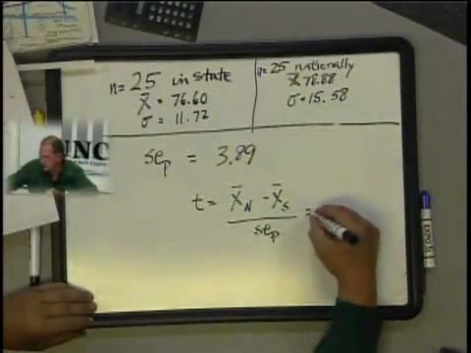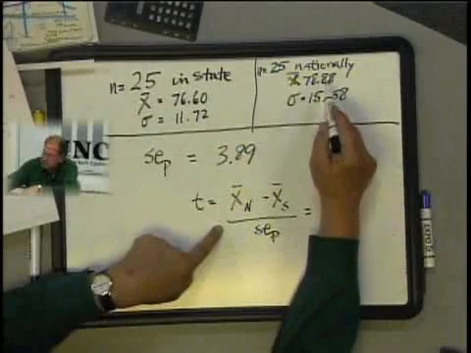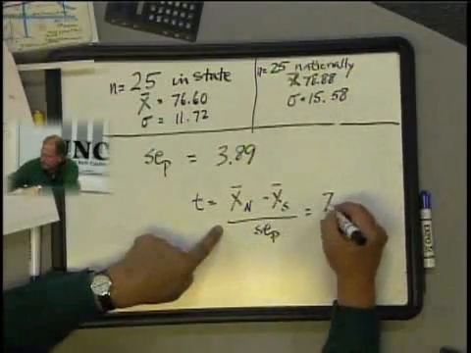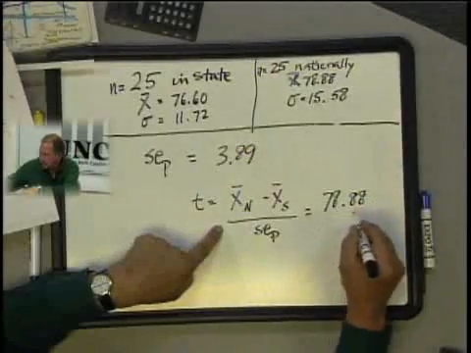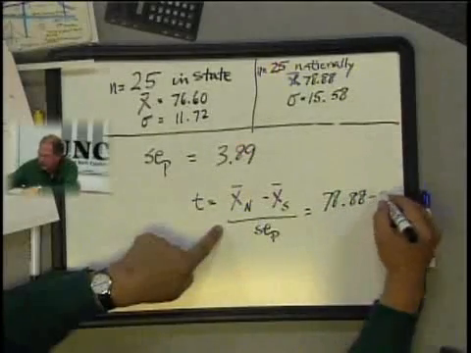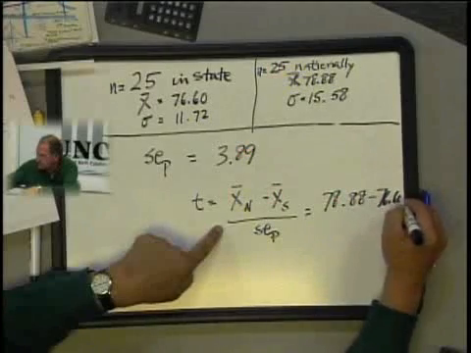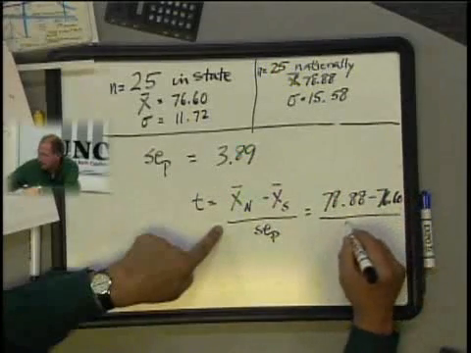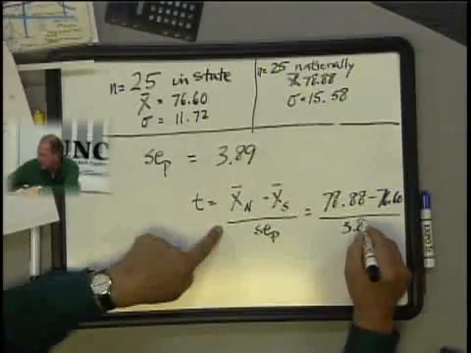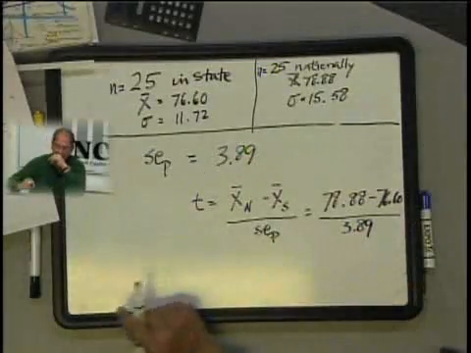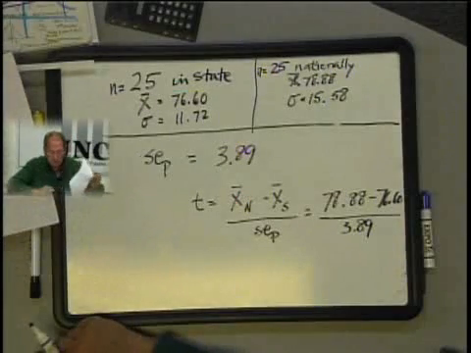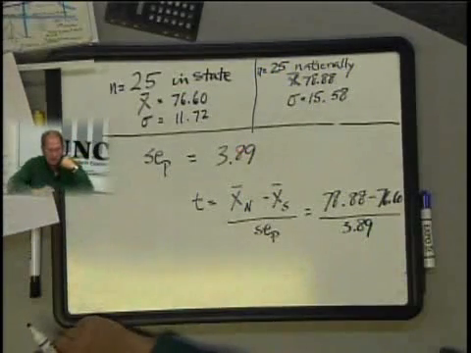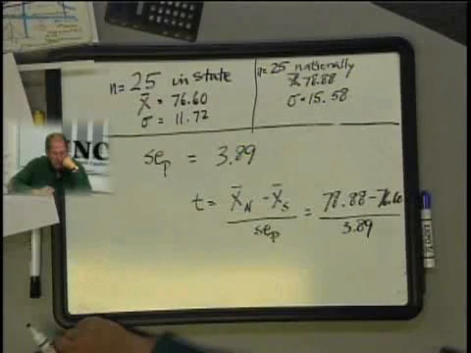And this is going to be, what is the mean of the national? 78.88, minus the mean of the state, 76.60, divided by the standard error pooled, 3.89. That's your answer? No. We're almost there, though.